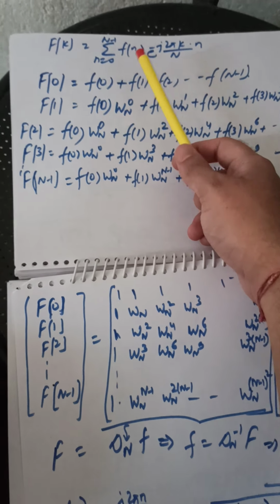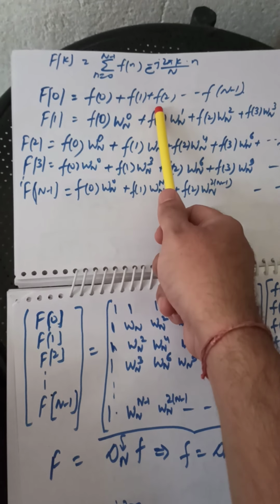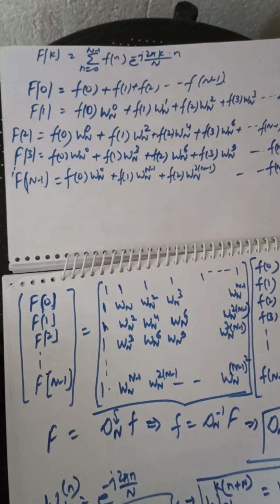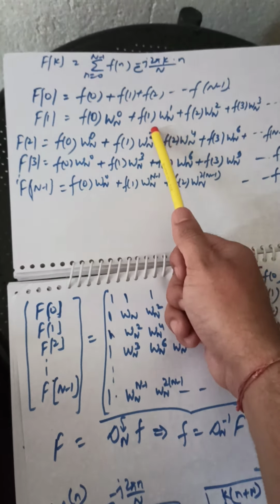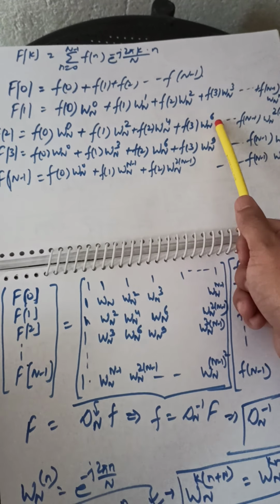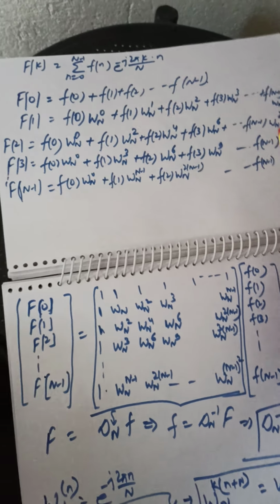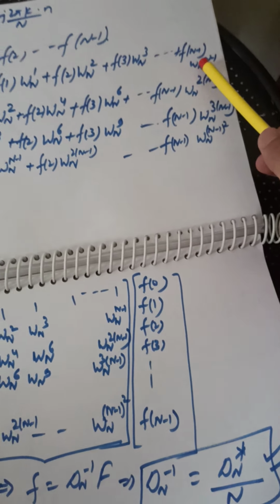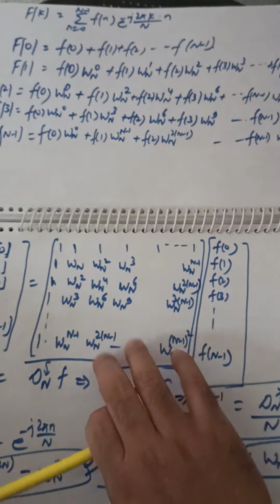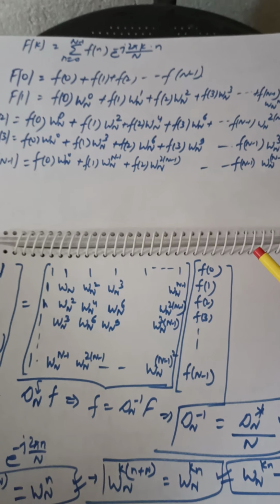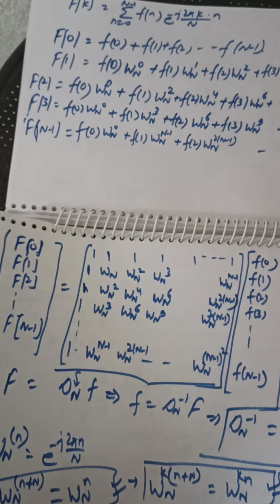multiplied by the Twiddle factor. Now we are going to put k equals 0. F of 0 equals f of 0 plus f of 1 plus f of 2, and so on up to f of N minus 1. Capital F of 1 is f of 0 W_N^0, f of 1 W_N^1, f of 2 W_N^2, and similarly it will go up to f of N minus 1 W_N^{N-1}. So this is quite clear to all of us, this is the variation that we were looking for or encountering.